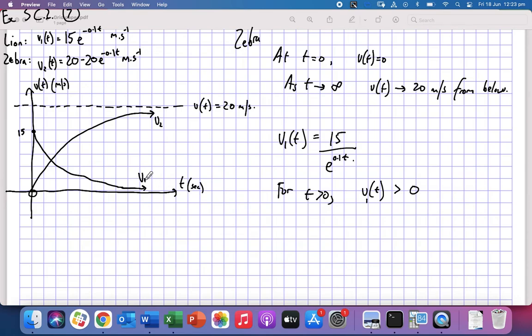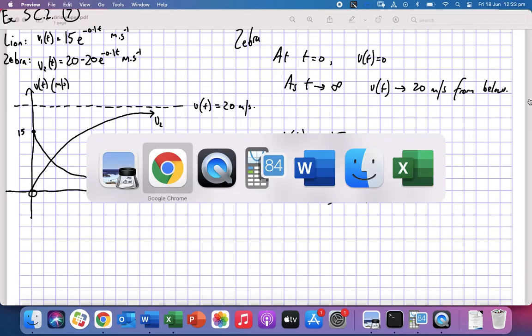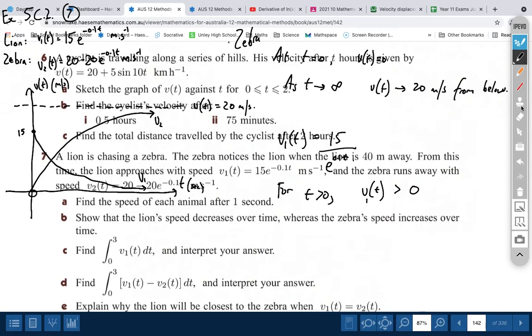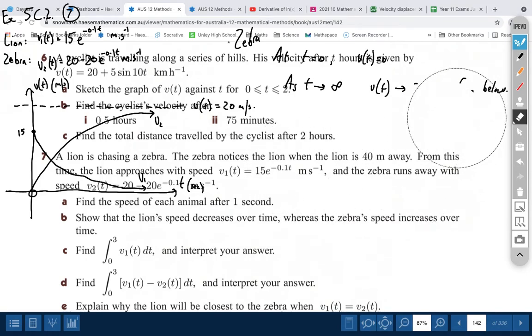But I think the graph really explains everything we need. Once you've drawn an accurate graph, you can refer your reader to that. And the graph should help with the rest of the question too. So let's actually look at the rest of the question.